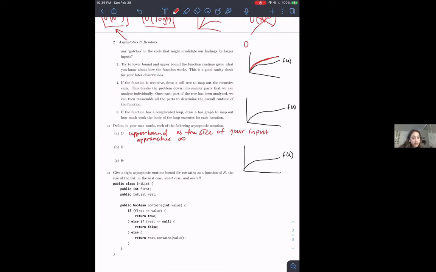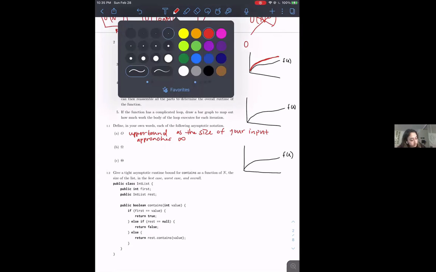So for omega, it's going to be a lower bound. So let's do this in a different color.